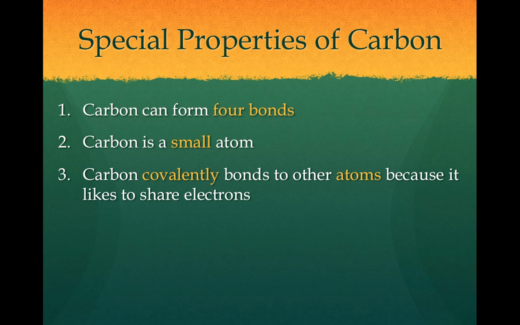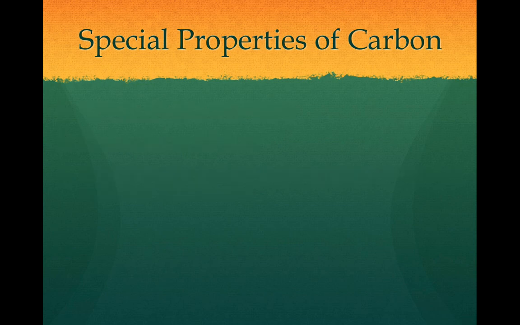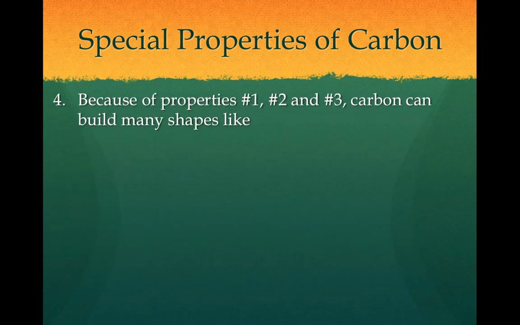It's not small enough that it gets electrons pulled away from it for ionic bonds, and it's not strong enough that it's going to be able to really pull electrons away from other atoms. So it likes to share, and it likes to share nice and evenly with other atoms. And because of those three properties, 1, 2, and 3, carbon can actually build many different shaped molecules.